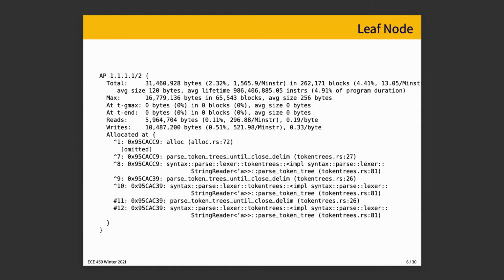This one's out of the documentation, and it is very information dense, so we'll have to break it down in pieces. The program point that corresponds to this allocation is in the file tokentrees.rs at line 81. When we got here, the maximum number of bytes that were alive, that is to say allocated and still in a valid state somewhere, was 16,779,136. And there were 65,543 blocks, that is to say instances of memory that was allocated, all of which were about 256 bytes.